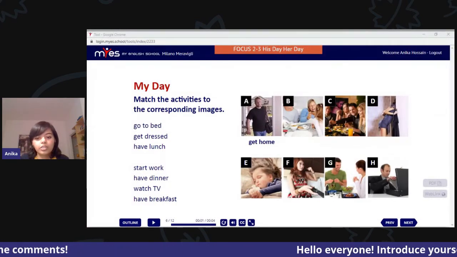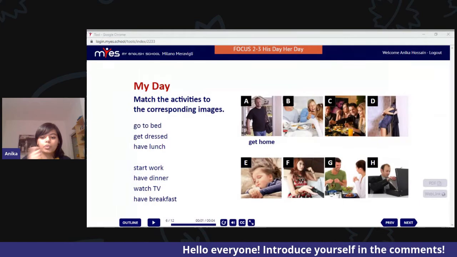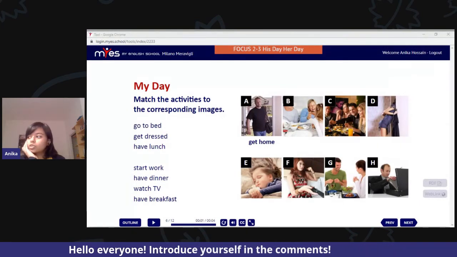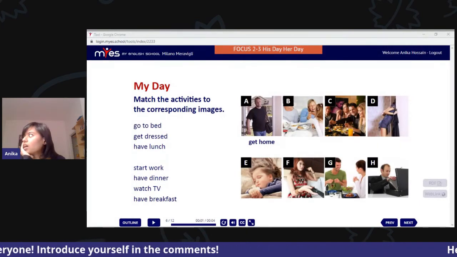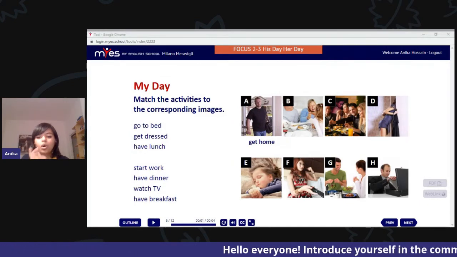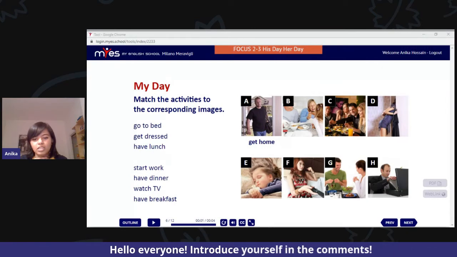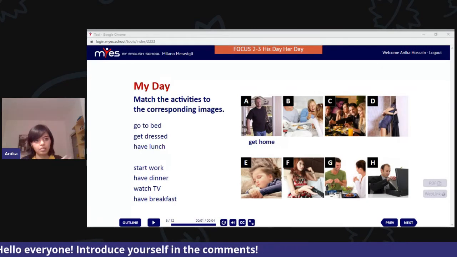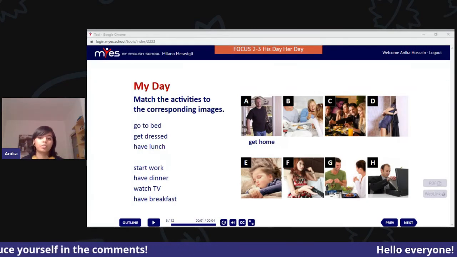So usually you use the preposition to with get, like get to the office, get to the cinema, get to work. But with home, you don't say to. With home, home is a special word. It's not a physical place, it's a concept of home, so you don't use the preposition.